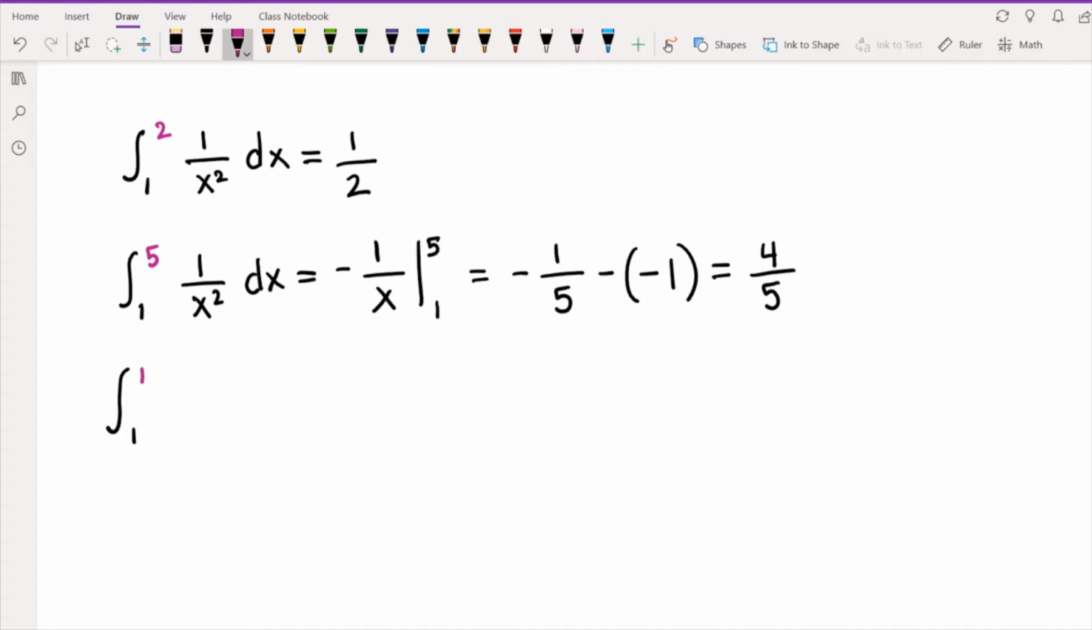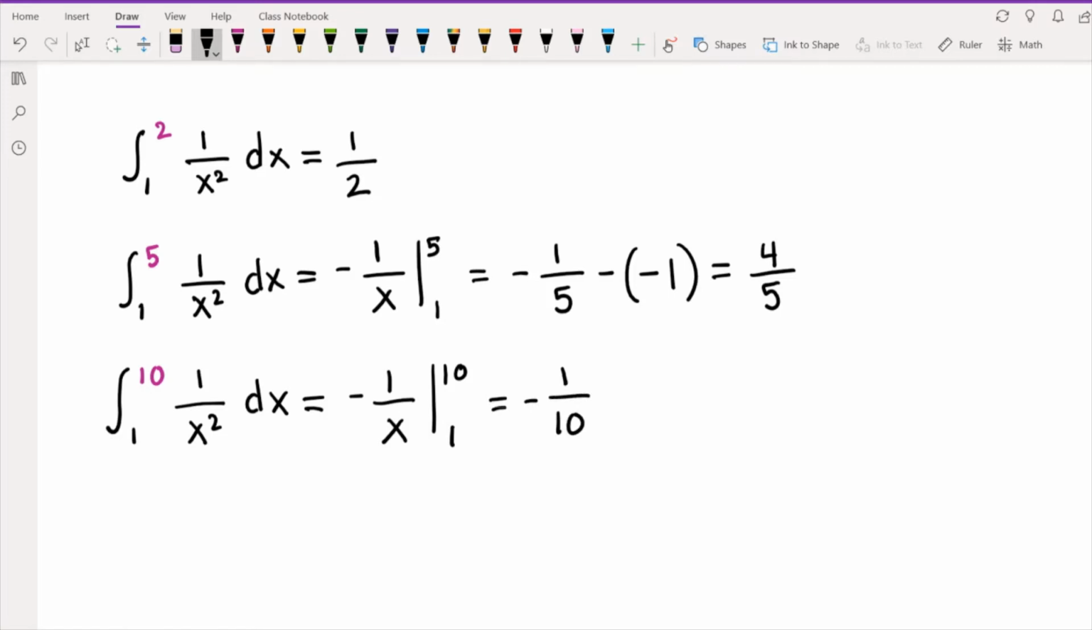Let's do the integral from 1 to 10. So it's going to pan out basically the same, right? We have negative 1 over x. Now we're plugging in 10 and 1. And so we get negative 1/10 minus negative 1. So that's going to be basically 1 minus 1/10, which is 9/10. Again, it's larger than the one that we got before.